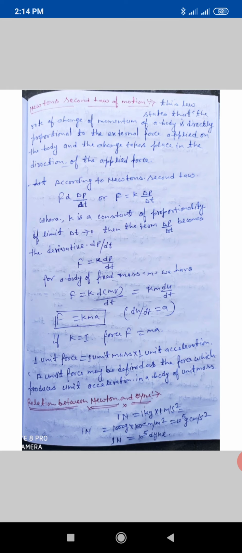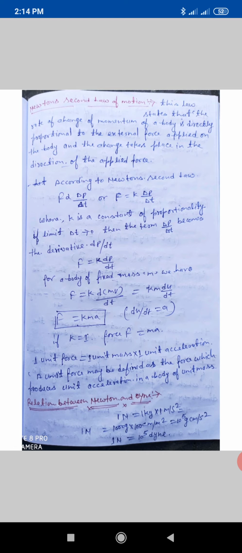One unit force: if F equals 1 Newton, m equals 1 kg, and a equals 1 meter per second square. So 1 unit force equals 1 unit mass into 1 unit acceleration. A unit force may be defined as the force which produces unit acceleration in a body of unit mass.